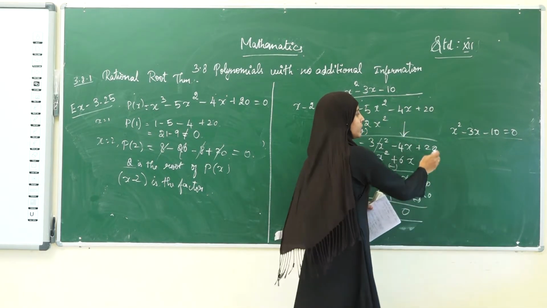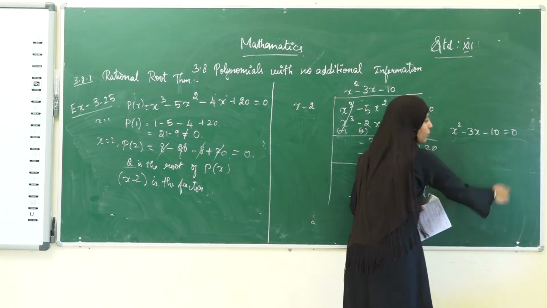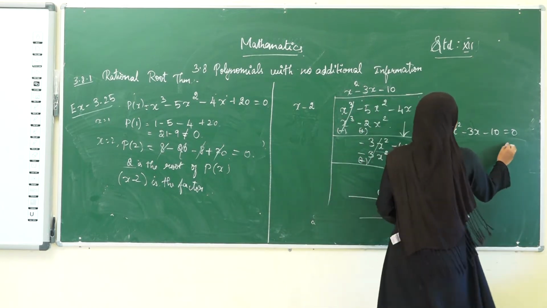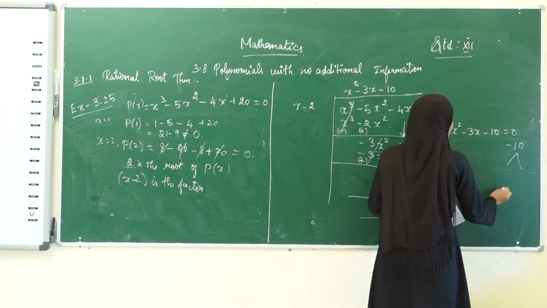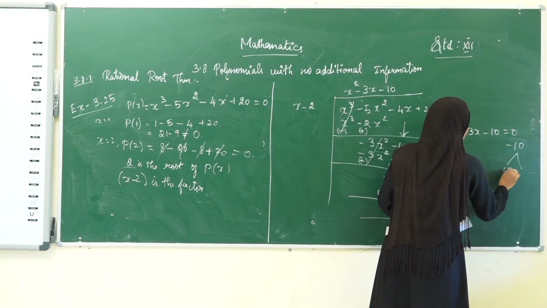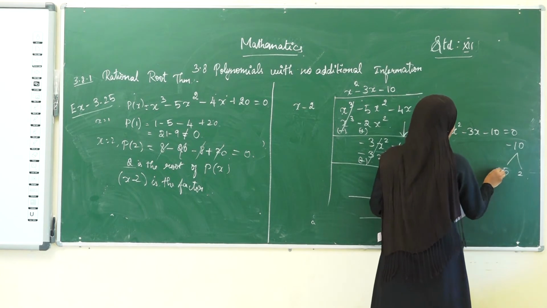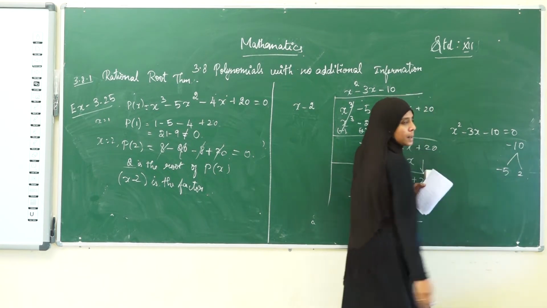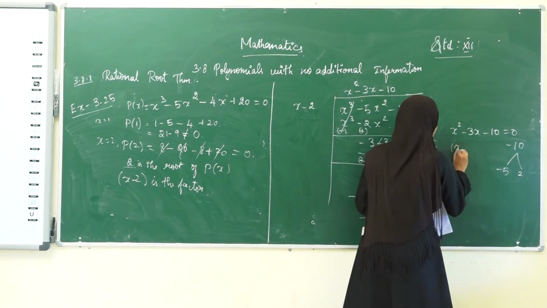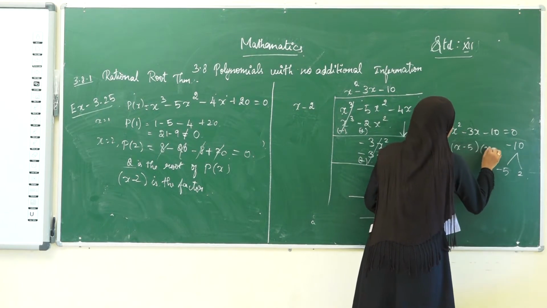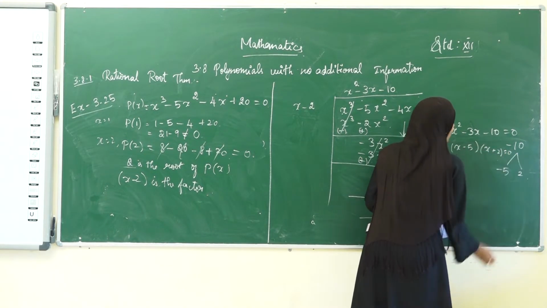See, this factor is in the form of a quadratic equation. Now we can find the other 2 roots. So minus 10, factorize it. 5 into 2 is 10. Here we should get minus 10. Therefore minus 5. When adding this, minus 3 will be the answer. Therefore x minus 5 and x plus 2 are the other 2 factors.